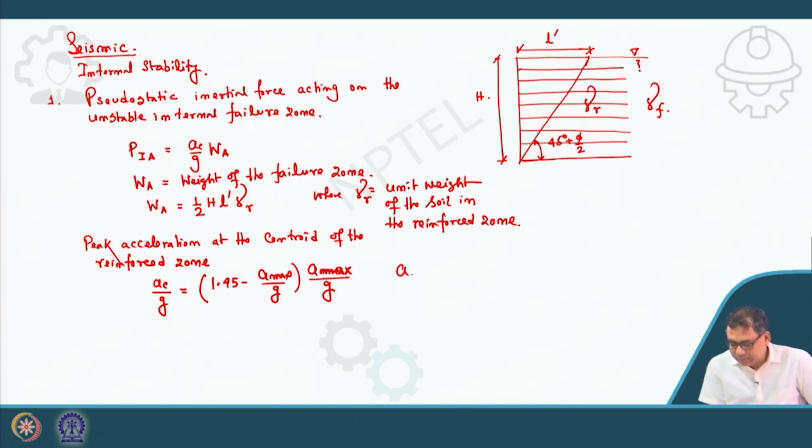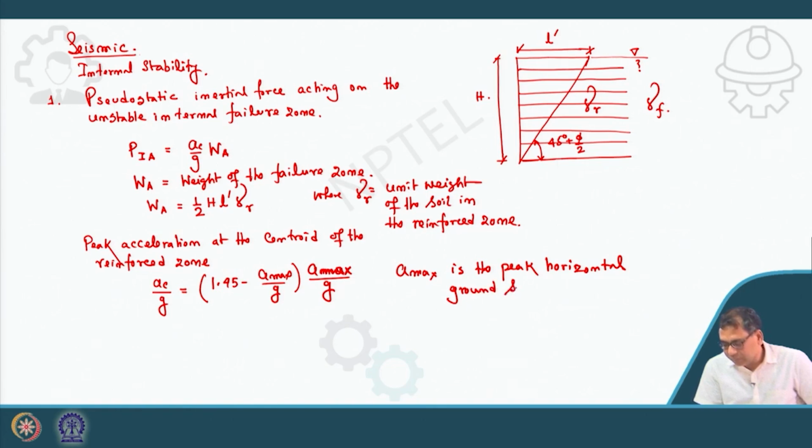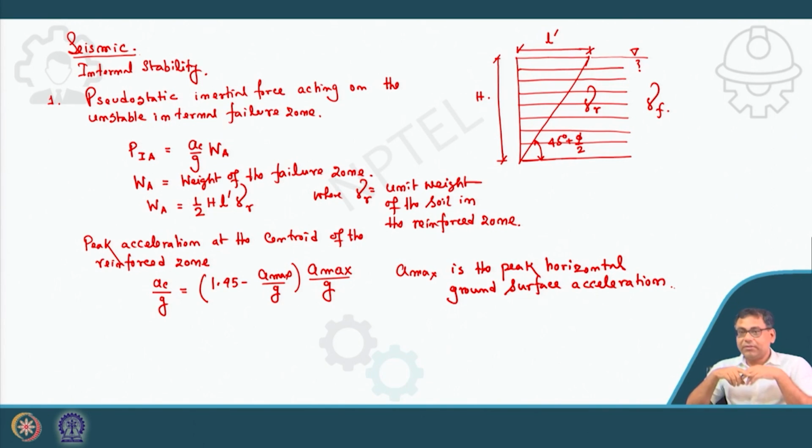What is A max? As you know, that is the peak horizontal ground surface acceleration. So, again remember that A max is the ground surface acceleration, not the base or the bedrock.